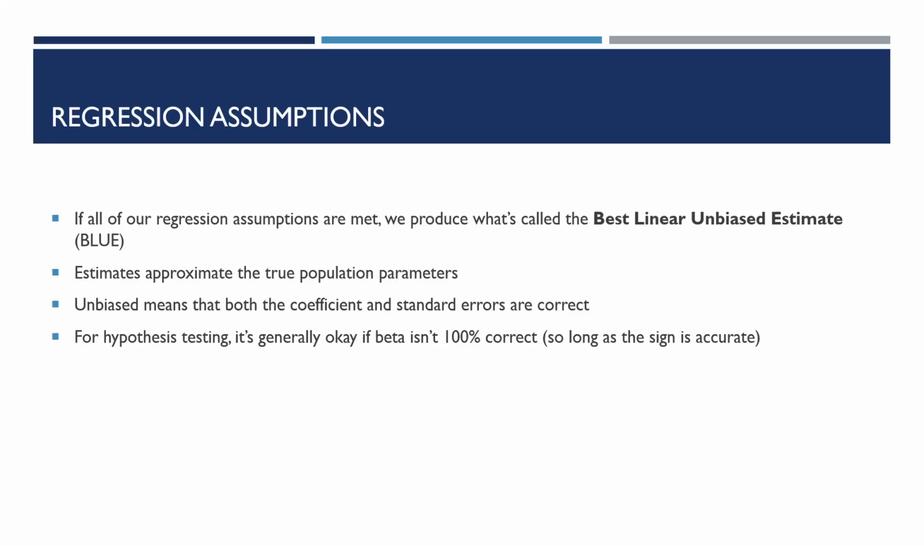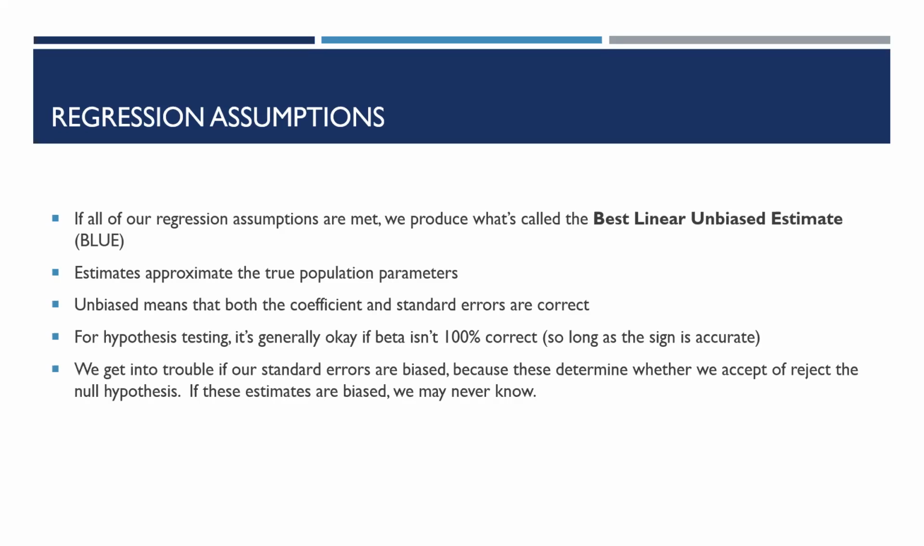And for hypothesis testing, we can make a trade-off, right? Generally, what we're interested in is the direction of a relationship and whether or not it's significant. So it's okay in the grand scheme of things for hypothesis testing if our beta, our regression coefficient, isn't 100% accurate, so long as the sign is accurate. Where we get into trouble, though, is if we have biased standard error estimates. The reason for this is we are never going to know if they're correct or not, if we're not meeting these assumptions. So it's the standard error that determines whether we accept or reject the null hypothesis.